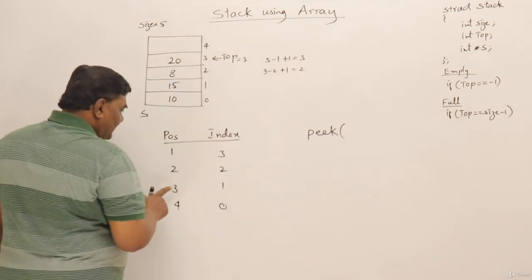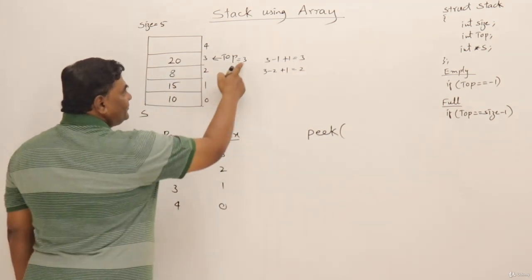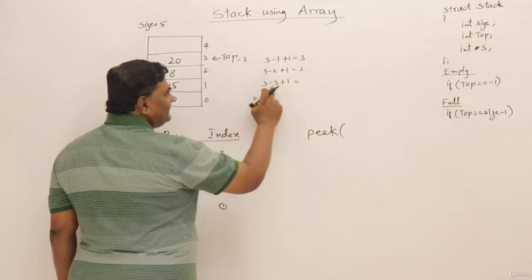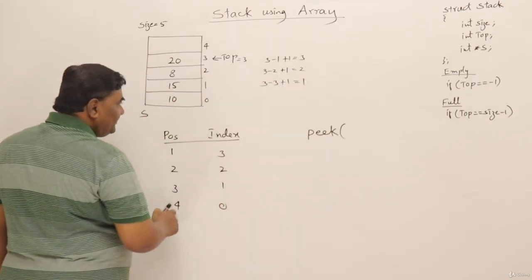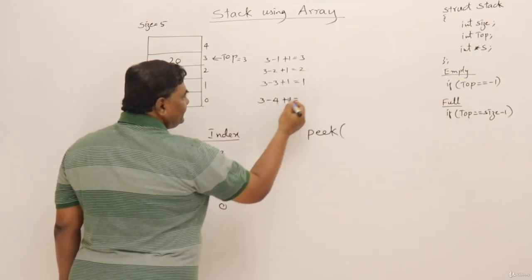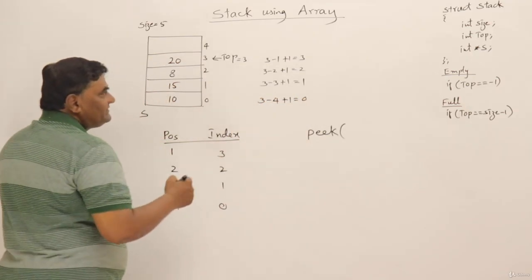So okay, I got it. Then the position I want is 3. So top is 3, 3 minus 3 plus 1. This is 1. And the fourth position is what? 3 minus 4 plus 1. So this is 0. So yes, it is working.